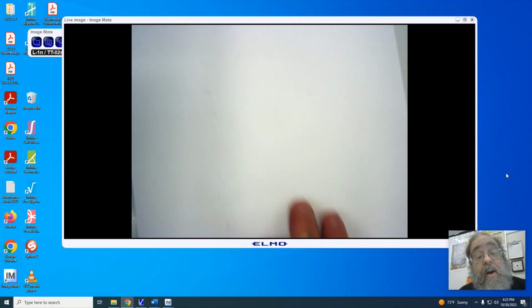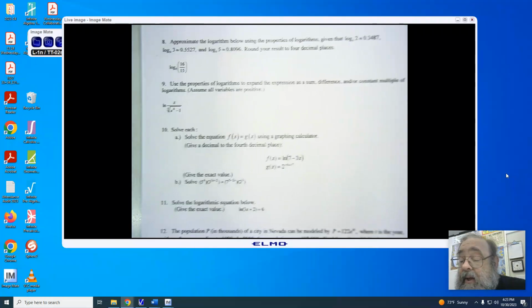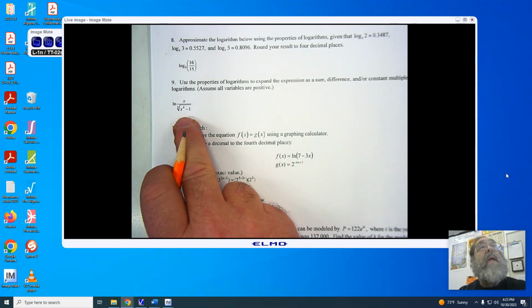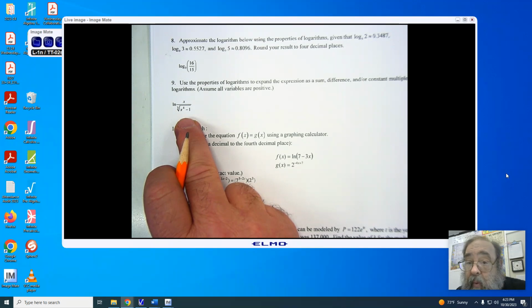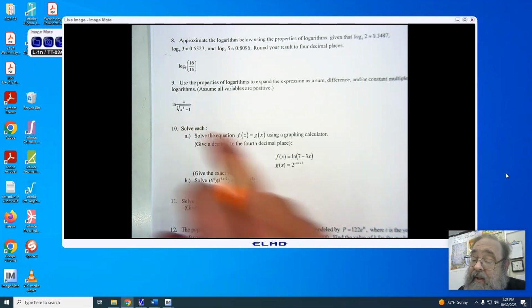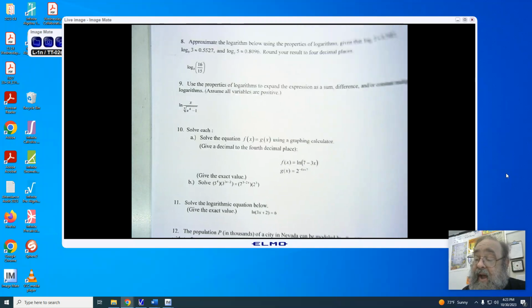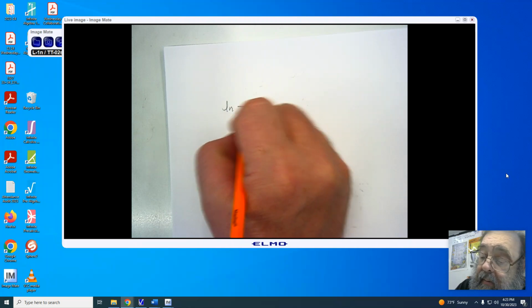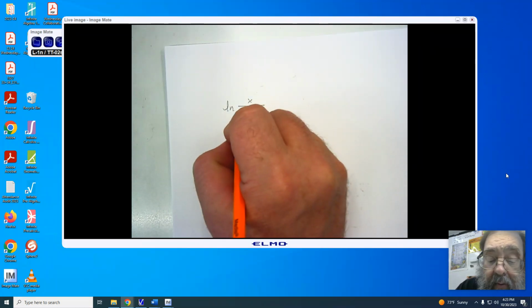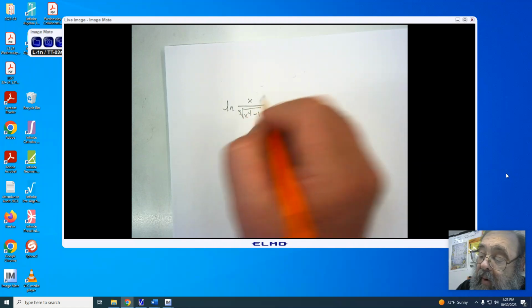Let's now move to number 9. Number 9 asks us to use our properties in order to expand this fully. Please be aware that we do have the cubed root, which will be a 1/3 power, and we have x to the 4th minus 1, which can be factored into x squared plus 1, x plus 1, x minus 1. So it's important that we factor completely.